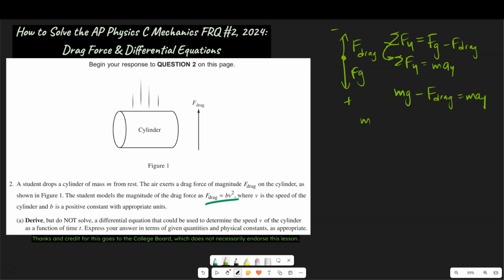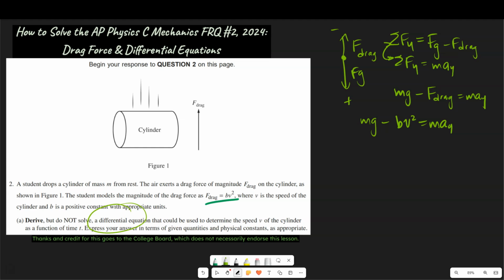And now it's really crucial that we substitute in what they have given us for the drag equation. So we're going to say that's mg minus bv squared is equal to m times a in the y. Now here comes the really important thing. If they're talking about a differential equation, that means we need to put one variable, typically velocity, and its derivative in the same equation. That's what we mean by a differential equation.